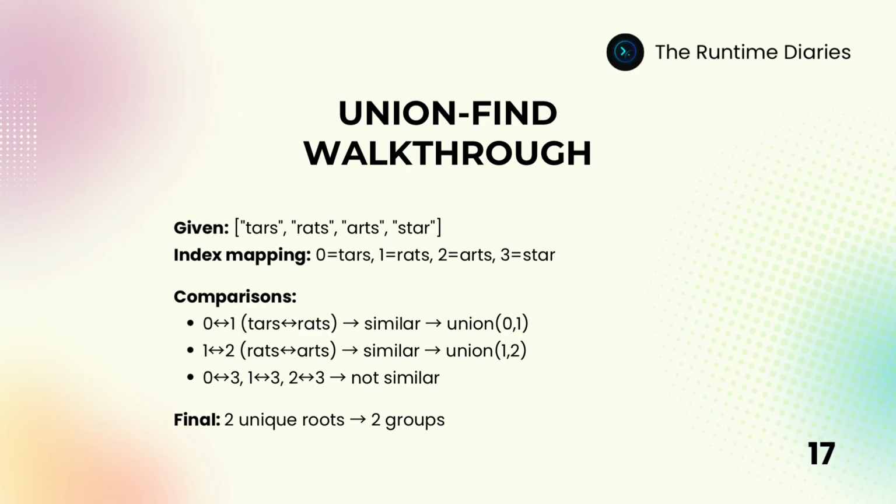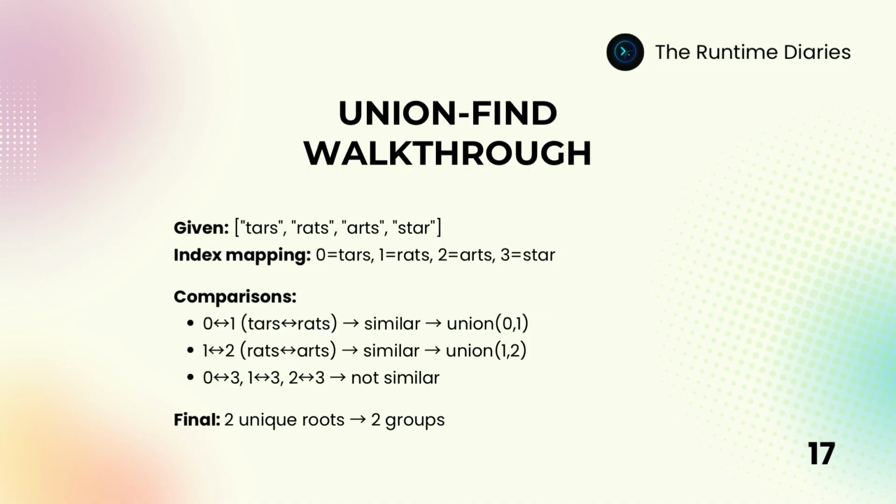Now, check all pairs. Compare 0 and 1, tars and rats. They're similar. Perform union of 0 and 1. Now, both 0 and 1 point to the same root. Let's say root is 0. Compare 1 and 2, rats and arts. They're similar. Perform union of 1 and 2. Now, 2 also points to root 0. All 3 strings, 0, 1, and 2, are in the same group.